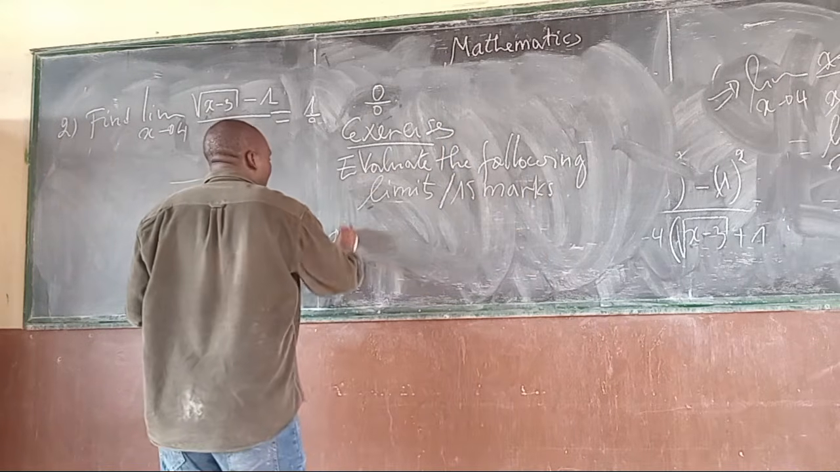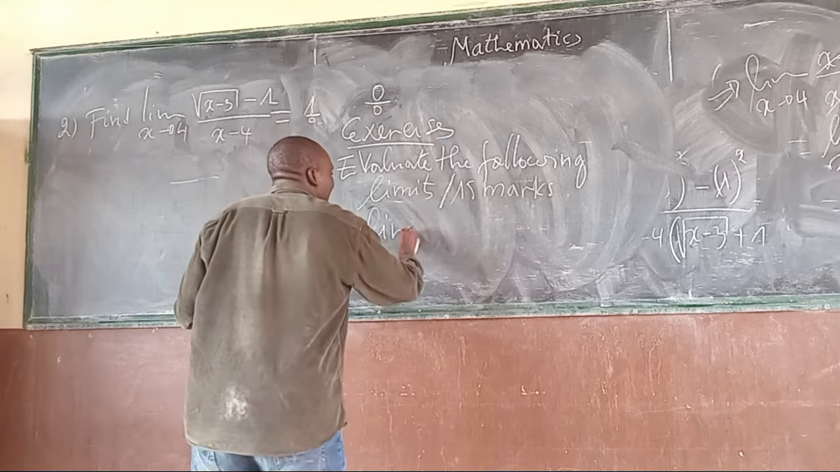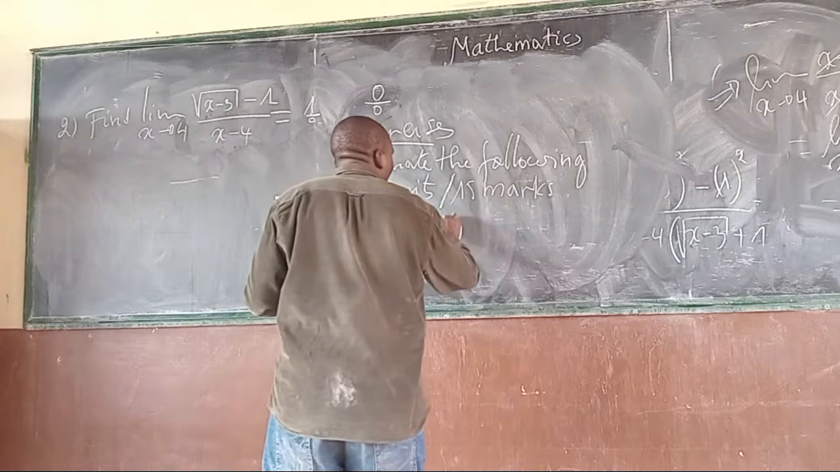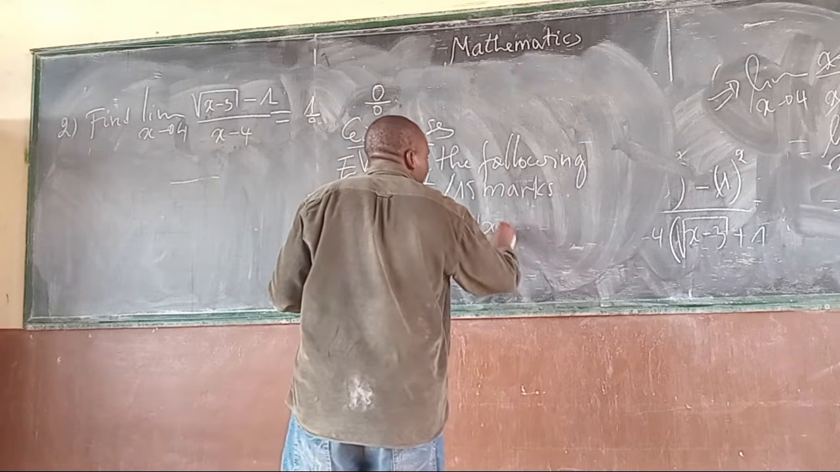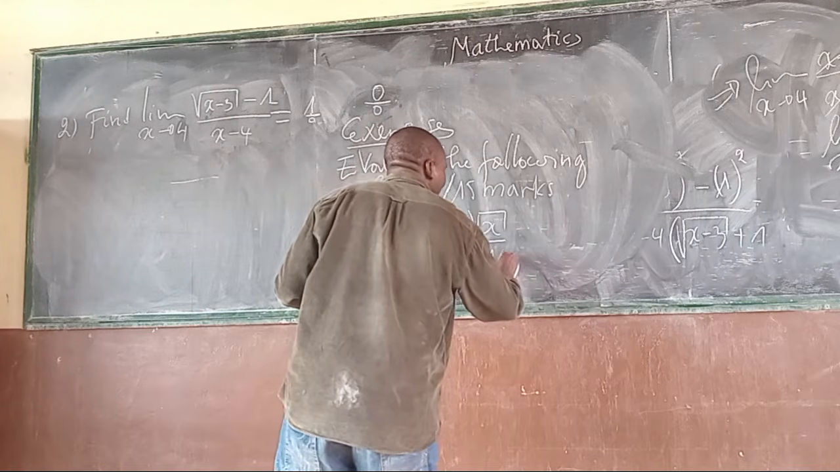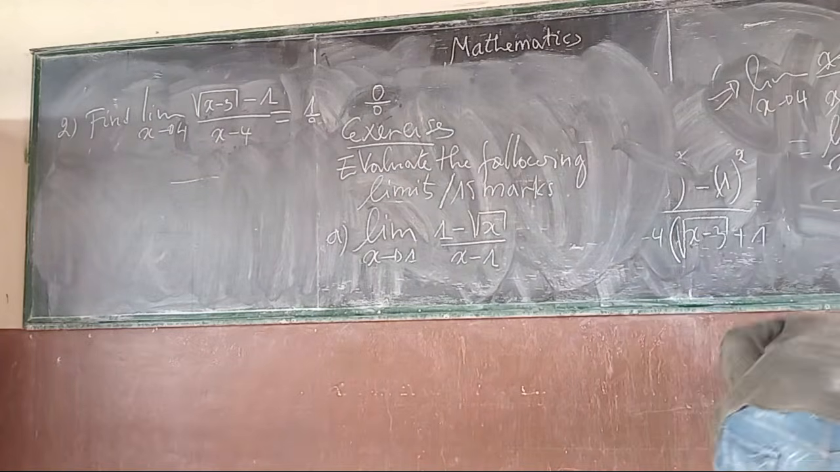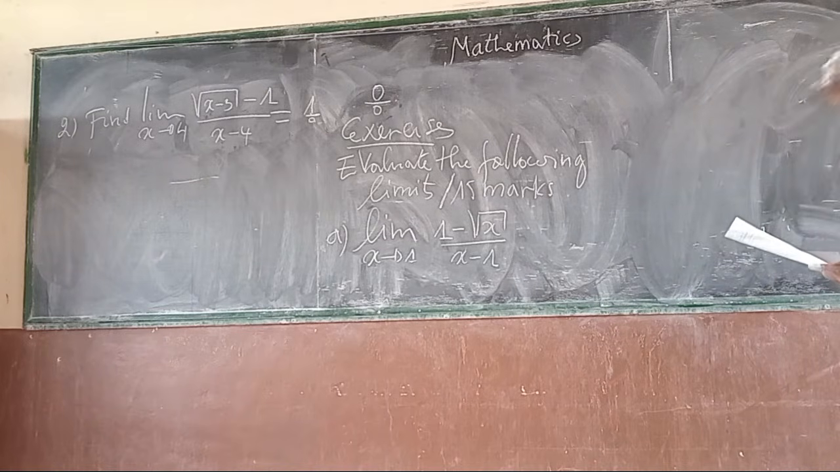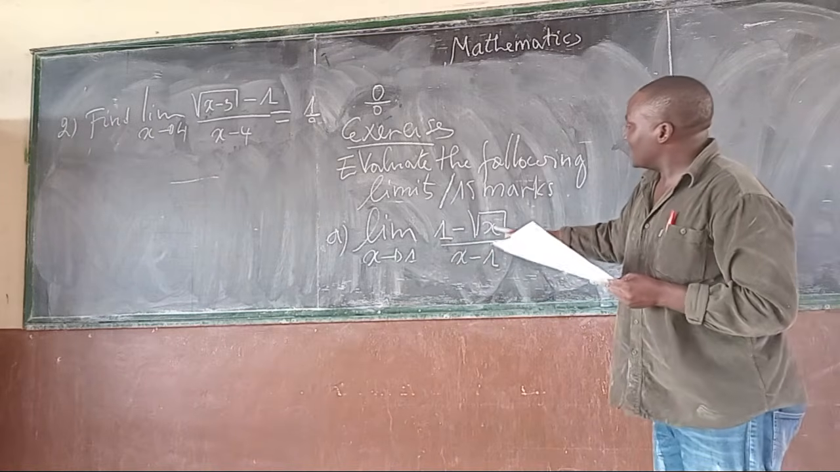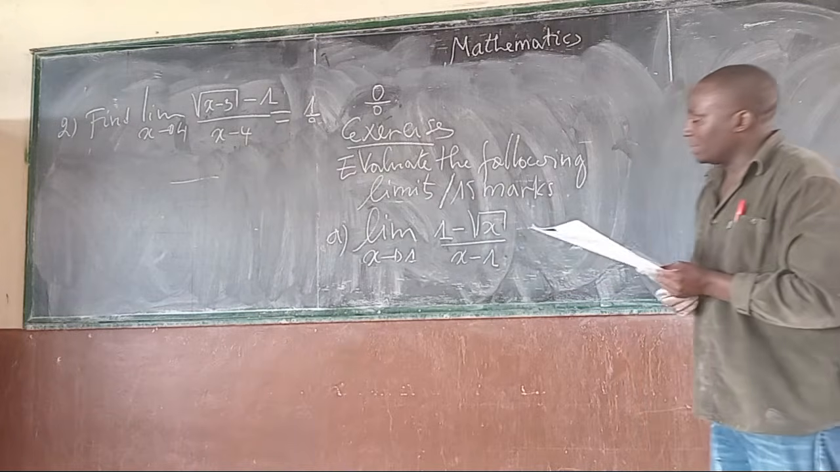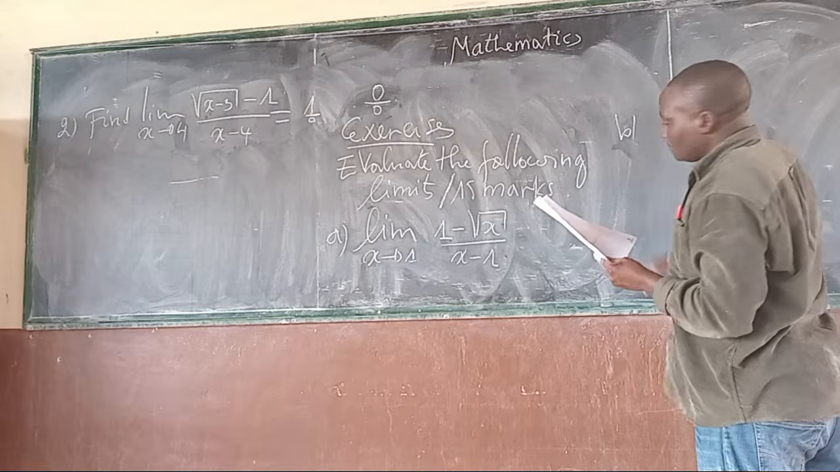Then number A, we have the limit where x approaches 1 of 1 negative square root of x, out of x negative 1. Quiz number 1, question number 1. Find the limit of your given function. Which function? 1 negative square root of x out of x negative 1, where x approaches what? x approaches 1.